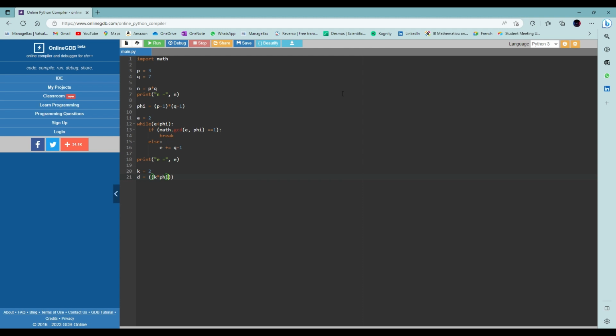Using this theorem, we loop through values of e greater than 1 and less than phi(n), checking if the greatest common divisor of phi(n) and e is equal to 1. If the condition is satisfied, we break out of the loop and increment the value of e by 1. After computing the value of e, we print it to the screen and assign the value of k to be 2. This value is used to compute the decryption exponent d.